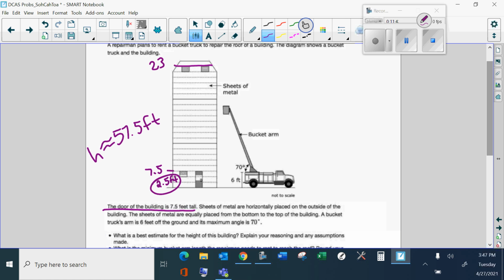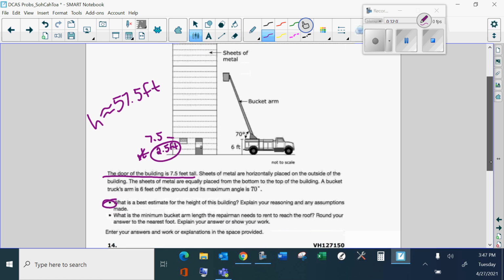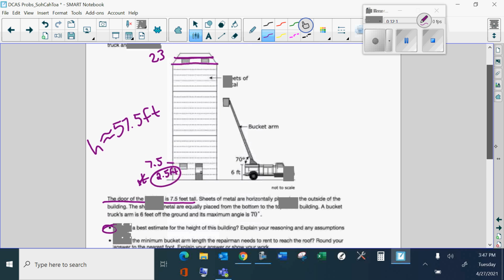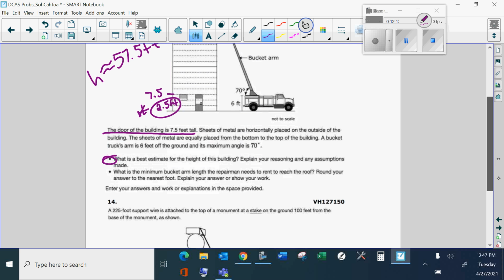Okay. What's the best estimate of the height of the building? That's that one. Explain your reasoning. We did 7.5 divided by 3, got 2.5 right here. Count up how many there were. There was 21, and then we estimated that this would be about 2 of them. Might be 1.5. Then put it down to 57 feet. So that's close. You just explain that reasoning. And the assumptions we made: our assumption is that this was going to be 2 sheets, or if you want to say 1.5, you can say 1.5.